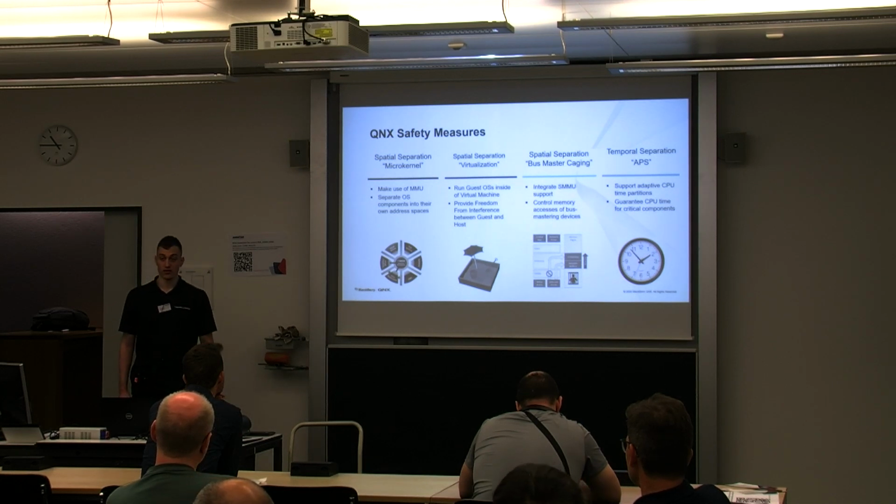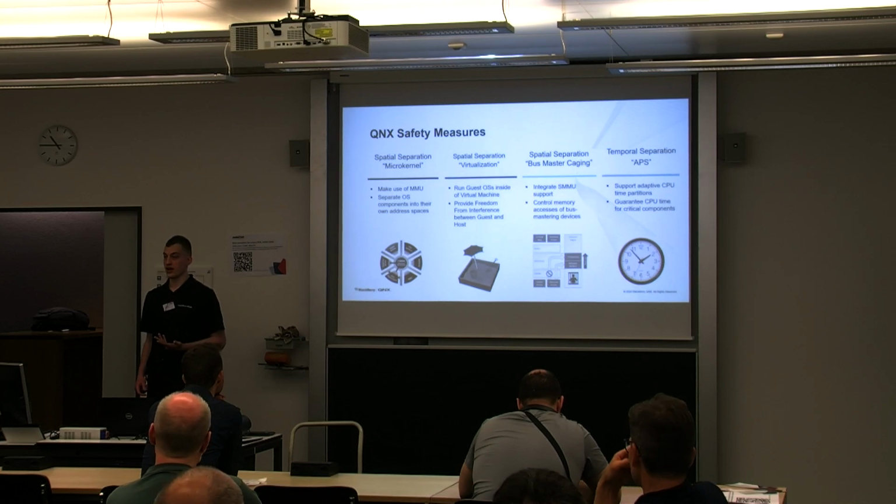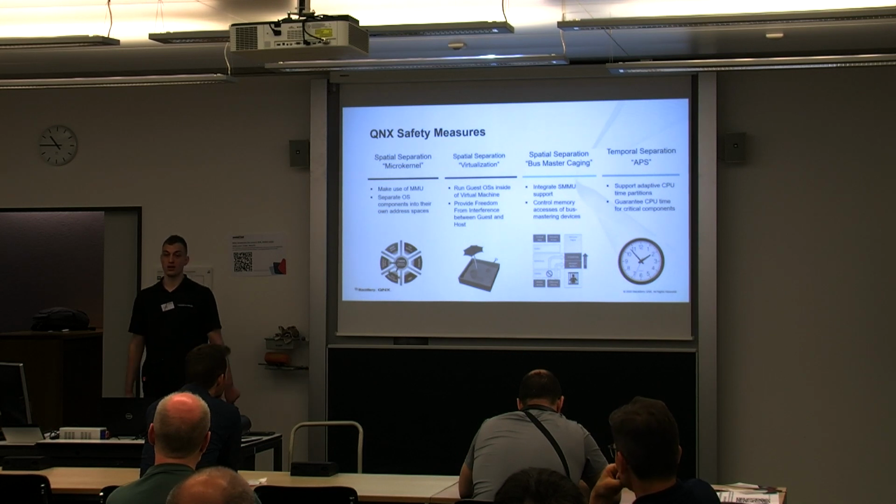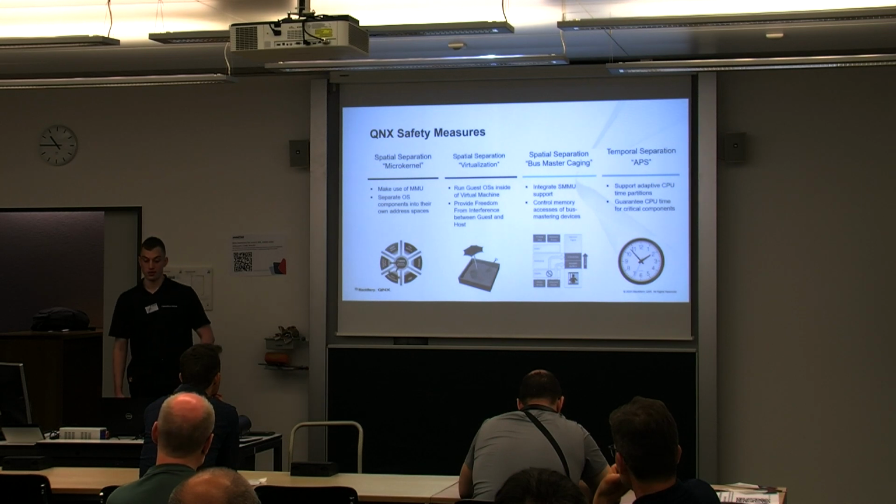And finally, for temporal separation, we have what is called an adaptive partitioning scheduler. So using this adaptive partitioning scheduler, we can create a partition, let's say a 30% partition, and I can place my critical component in this 30% partition, and then I'm always ensured that it will get 30% of the CPU time. So even if I have another partition and my network stack is in there, let's say, and it's getting bombarded with requests, I'm always ensured that my critical component in its 30% partition will get 30% of the CPU time.